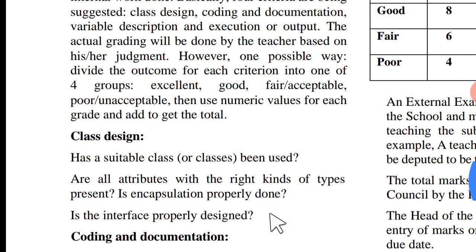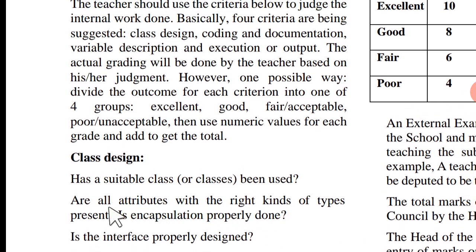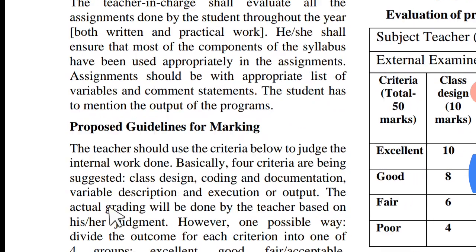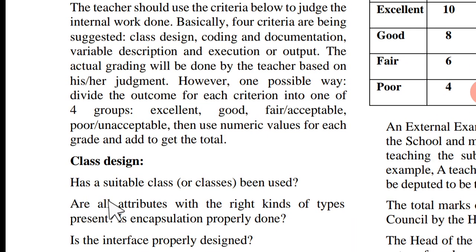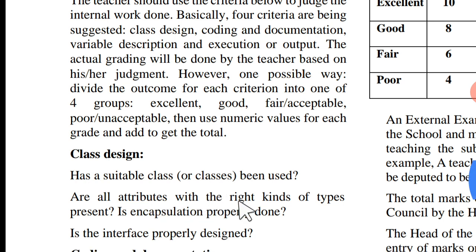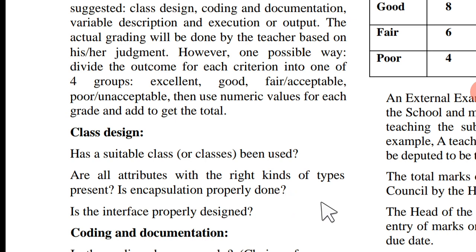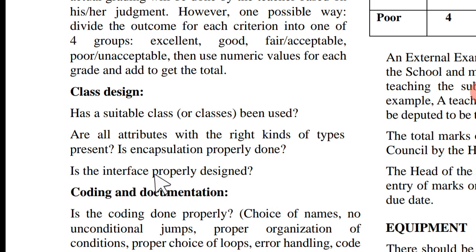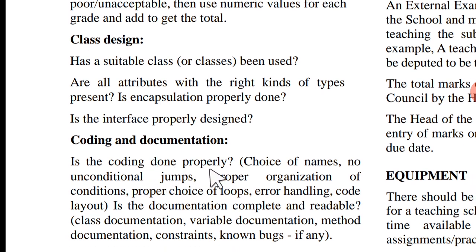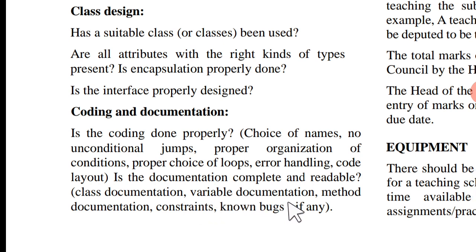Alright, now a very important detail here, right? Let me show it to you. Class design. Has a suitable class or classes been used? Are all attributes present with the right kinds of data types? Is encapsulation properly done? Is the interface properly designed? Then coding and documentation. Is the coding properly done? Then choice of names, no unconditional jumps, proper organization of conditions, proper choice of loops, error handling, code layout. Is the documentation complete and readable? Class documentation, variable documentation, method documentation, constraints, known bugs, if any.